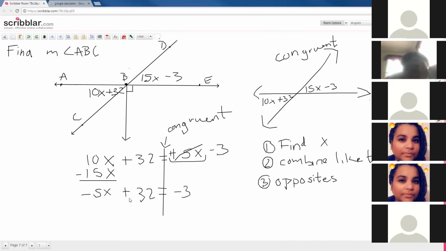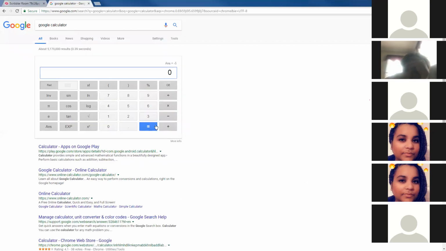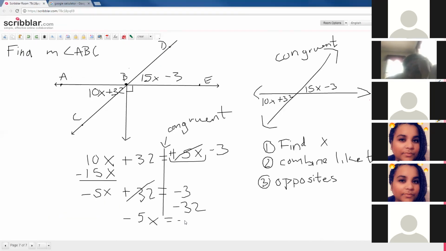So now we have to do another opposite. This time we're going to focus on the positive 32. So what's the opposite of adding 32? Subtraction. Good. We want to minus the 32, always on the opposite side. So negative 3 minus 32. Again, a calculator can be super helpful. It gives us negative 35.